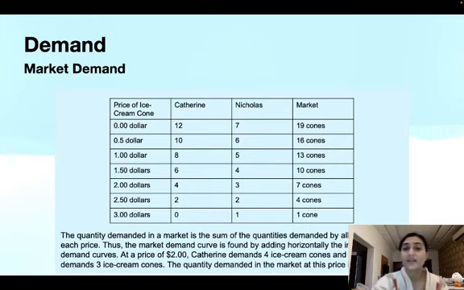As you can see, the rule remains the same. As the price of ice cream is increasing, the market demand is also reducing. These are also negatively related. So the quantity demanded in the market is the sum of quantities demanded by individual buyers at each price. Thus, the market demand curve is found by horizontally adding the individual demand curves. For example, at a price of $2, Catherine is demanding 4 ice cream cones and Nicholas is demanding 3 ice cream cones, and therefore the market demand is 7 cones at a price of $2.